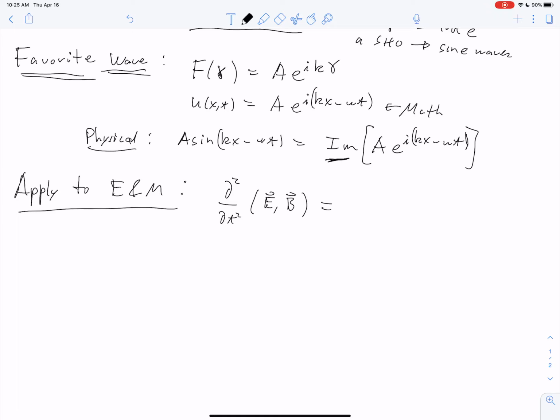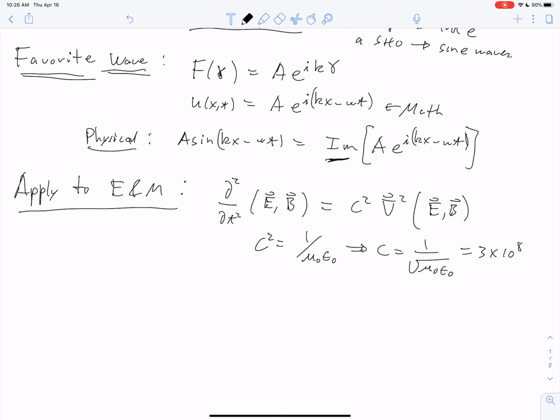It's equal to the velocity squared times the gradient squared of E or B. So we get the same wave equation for E or B, where c squared is equal to 1 over mu naught epsilon naught. And so we see that the speed of light, c, is 1 over the square root of mu naught epsilon naught, 3 times 10 to the 8th meters per second. Okay, so that's what we did last time.